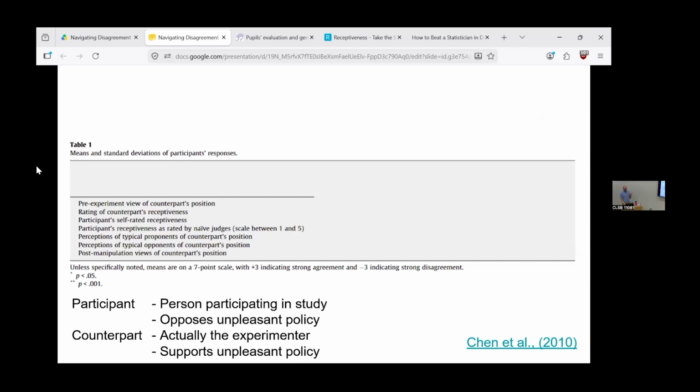And all the participants oppose some unpleasant policy, and I will be more specific in a moment about what that policy is, but they're all in opposition. And then the counterpart is actually the experimenter. So the counterpart and the participant have this online chat, so they didn't actually see each other. So the experimenter pretended to be another student who supported this unpleasant policy just to create a disagreement. And they did this over chat so that they had the transcripts of the conversations that they could analyze later.